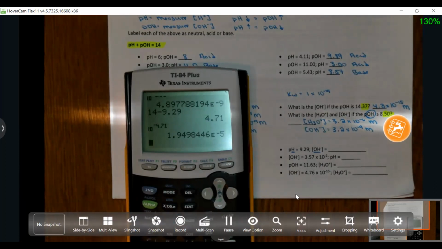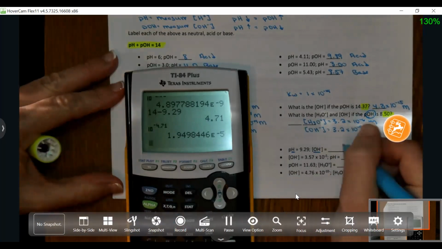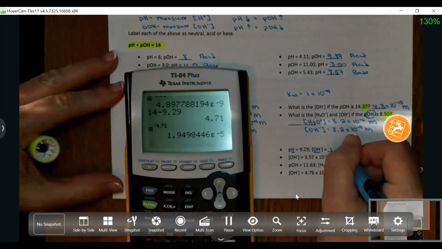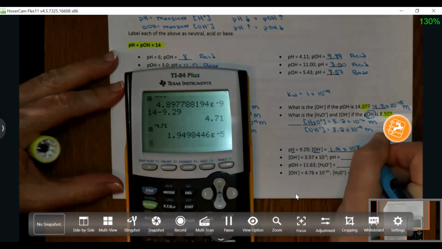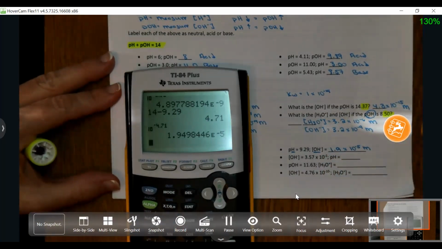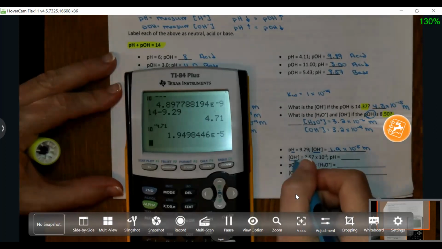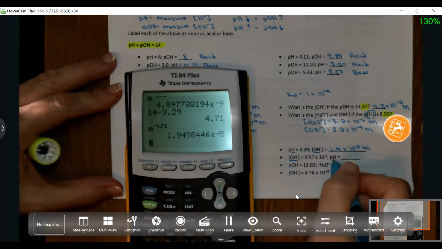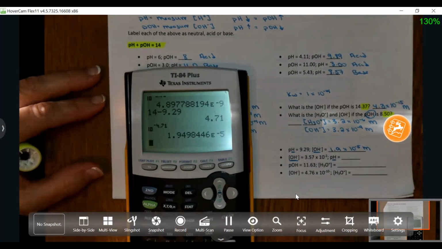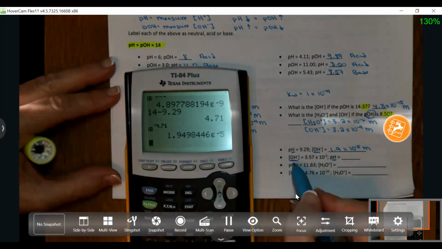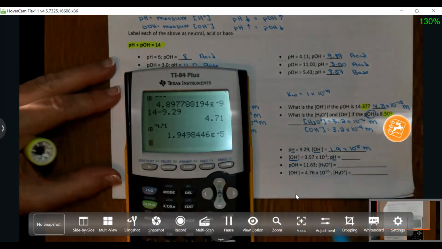Now, how many total sig figs do I want for this one? I want 2 total sig figs, so my answer would be 1.9 times 10 to the negative 5. Here, I've got hydroxide ion concentration, and I'm trying to find pH. So is this going to be a 1-step or a 2-step problem? It's going to be a 2-step problem because the scale and the ions do not match.